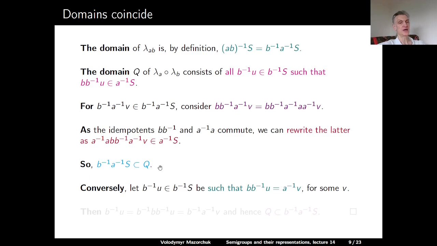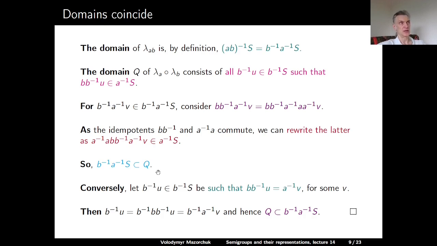Conversely, if we have an element B inverse U in B inverse S, and assume that B inverse U is equal to A inverse V for some V. So applying B, we get into A inverse S. Then B inverse U can be rewritten as A inverse V, and we get an element of the form B inverse A inverse V, and that's an element in the domain of lambda AB.